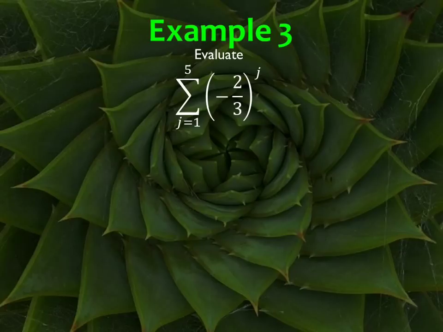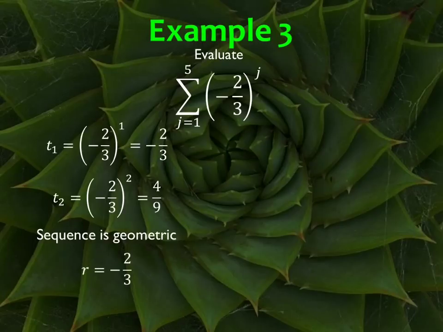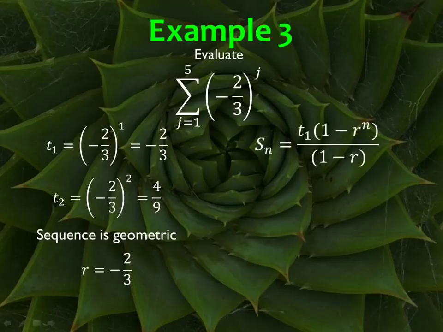All right, let's take a look at example 3. The sum of negative 2/3 to the j power for j from 1 to 5. So our first term will be negative 2/3. Our second term is 4/9. And this is a geometric series with a ratio of negative 2/3. You'll know this is a geometric series because you'll see the variable as the exponent on the ratio. So we need to figure out what the sum is.